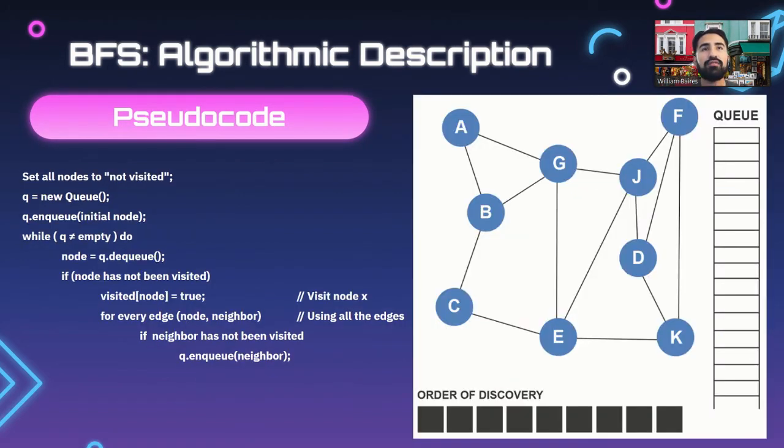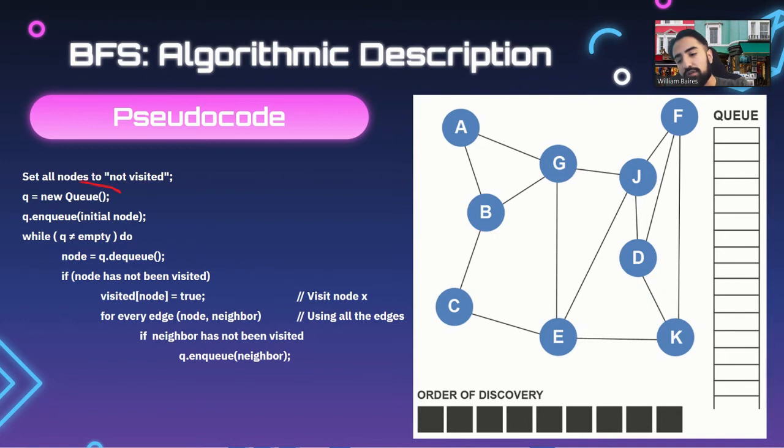So here we have another example, and we're actually going to look at how a queue can implement BFS and give us the correct order that we're looking for. So let's first look at the pseudocode, and we can see that the first step is to set all the nodes to not visited. Because we are just starting the search, of course, none of these nodes should be visited. So that's an important first step.